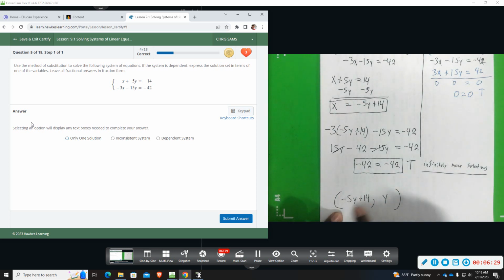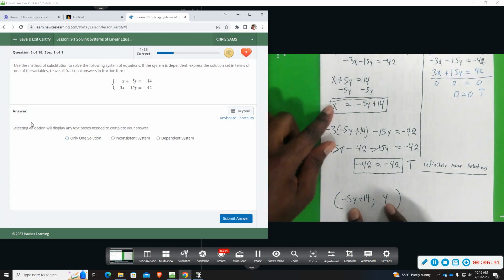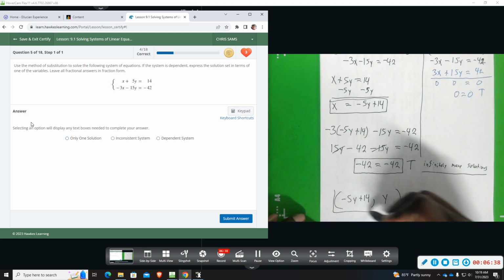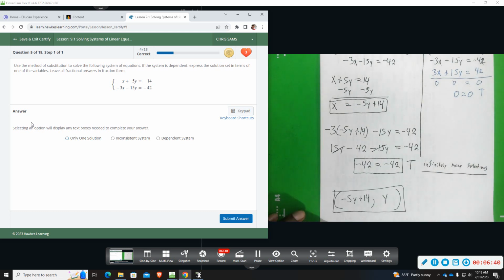So you have both terms in terms of y. x is in terms of y, and y is just itself. And y can be any real number. So they will ask for something like this. You can solve for x or y. This time it just happened to be easier to solve for x because it was already by itself. So this is not independent. Yes, dependent. That's the term. That means they're all the same.